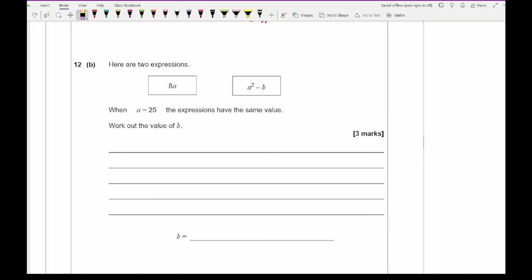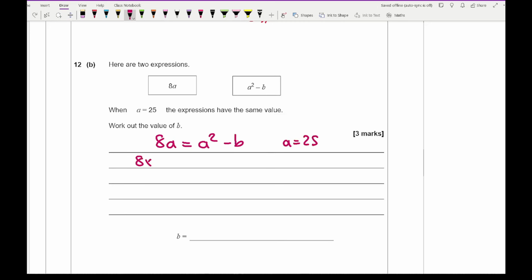So then with 12b, it says here are two expressions, and we've got 8a and we've got a squared minus b, and it says when a equals 25, the expressions have the same value, work out the value of b. So for this, we know that if they equal the same, we've got 8a equals a squared minus b. So if a equals 25, I substitute that in.